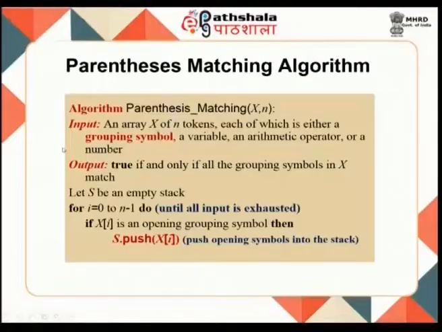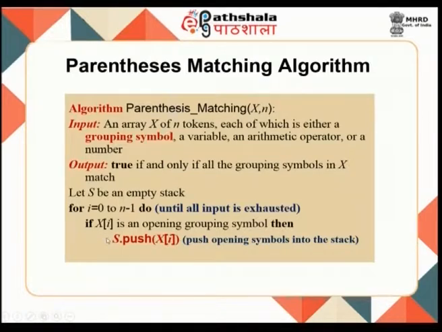So, what we are given is an array X of n tokens, each of which is either a grouping symbol, that is a common term used for the brackets. As I told you, brackets can be brackets, braces or parenthesis, a variable, an arithmetic operator or a number. So, an expression contains a grouping symbol, remember this is only the infix expression which we saw last time, a variable, arithmetic operator or a number, and the output will be true if and only if all the grouping symbols match correctly. So, we will start with the empty stack, and then we will read the symbols 0 to n minus 1, that is until all the input is exhausted.